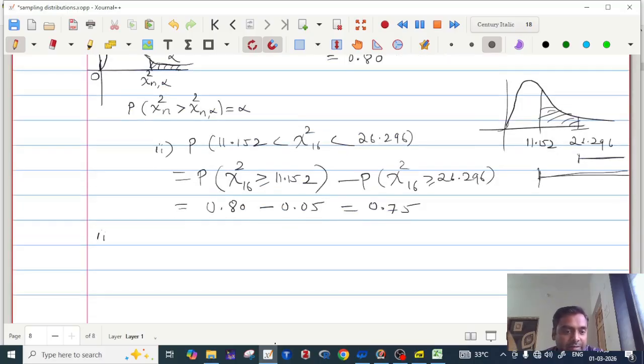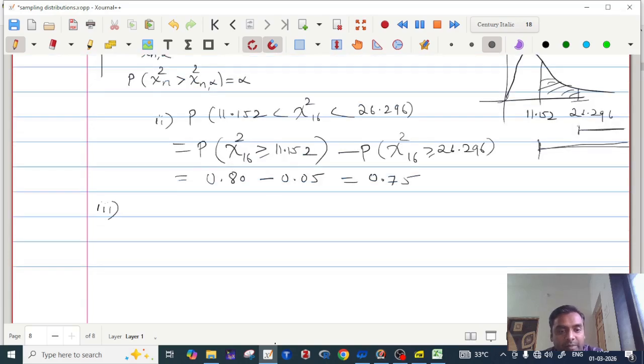The third one is median. How to find the median? Median is nothing but probability of chi-square 16 less than or equals to, or greater than or equals to median, equals to 0.50. Just see this value from the statistical table. N is equal to 16 च्या corresponding आणि probability 0.50 च्या corresponding आपल्याला पॉईंट पाहिजे.